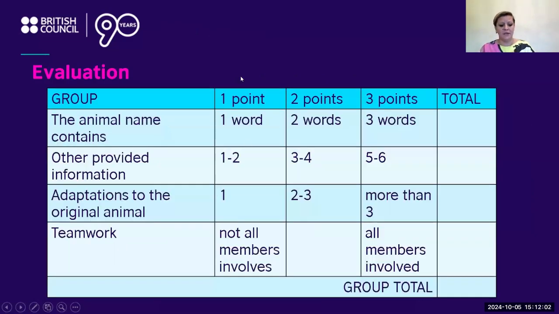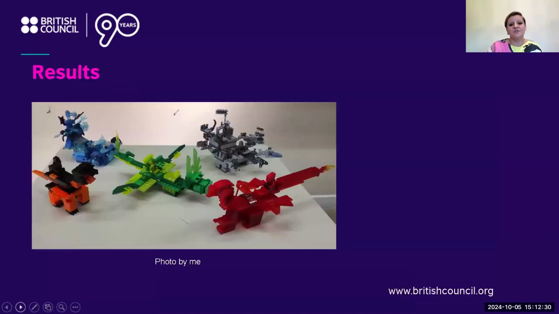As students are working in groups, you have to tell them how their work will be evaluated. So if they give their animal a name that has 3 words, they get 3 points. If they make one adaptation to the original animal, they only get 1 point. If they make more than one adaptation, they get more points. And here is what you get.